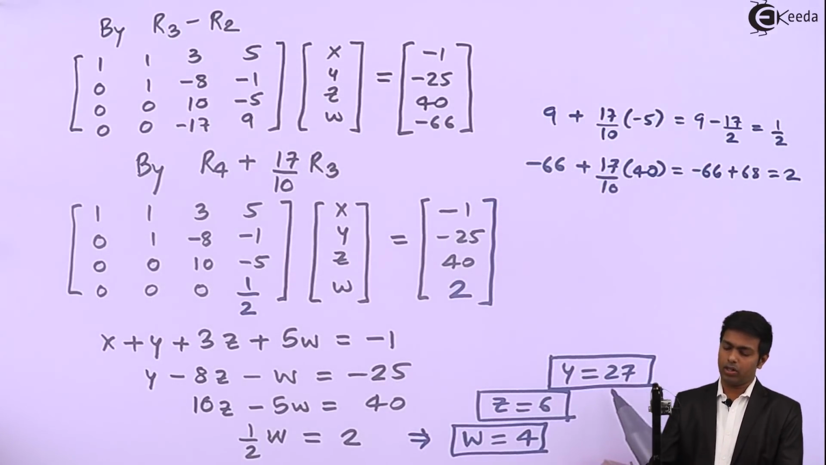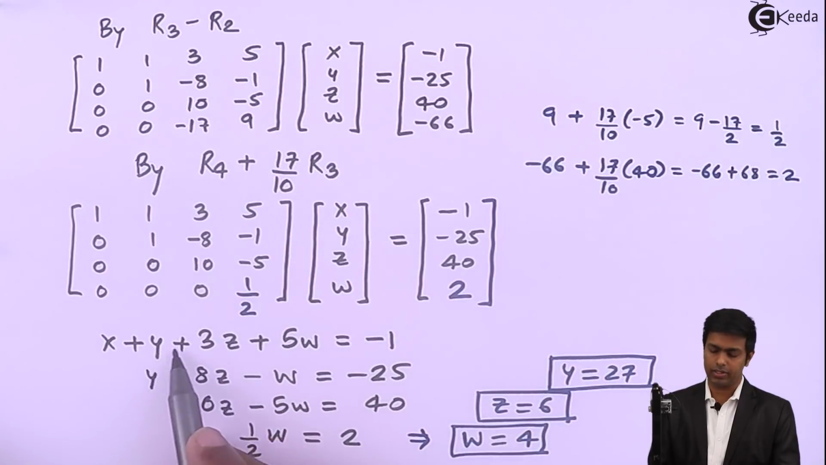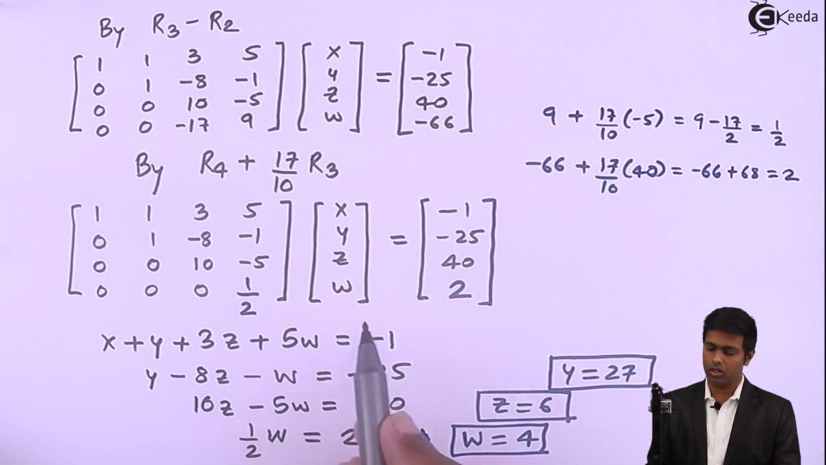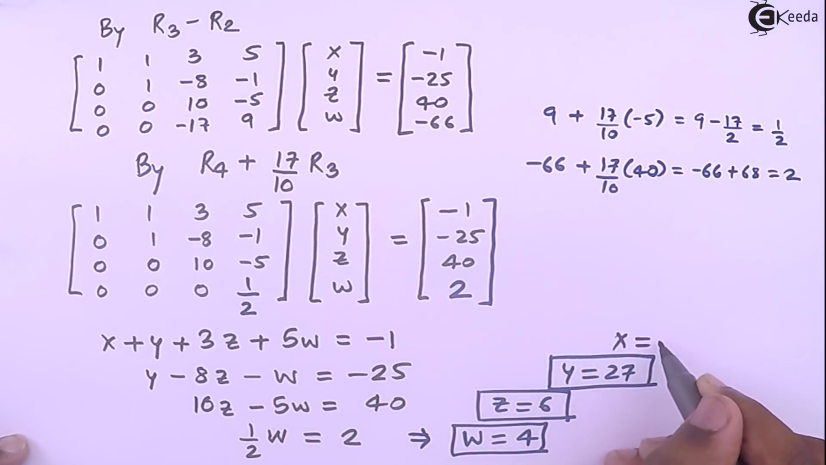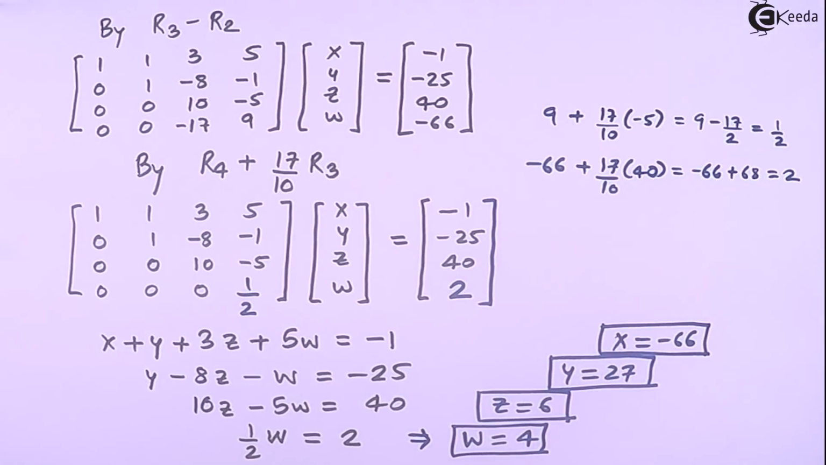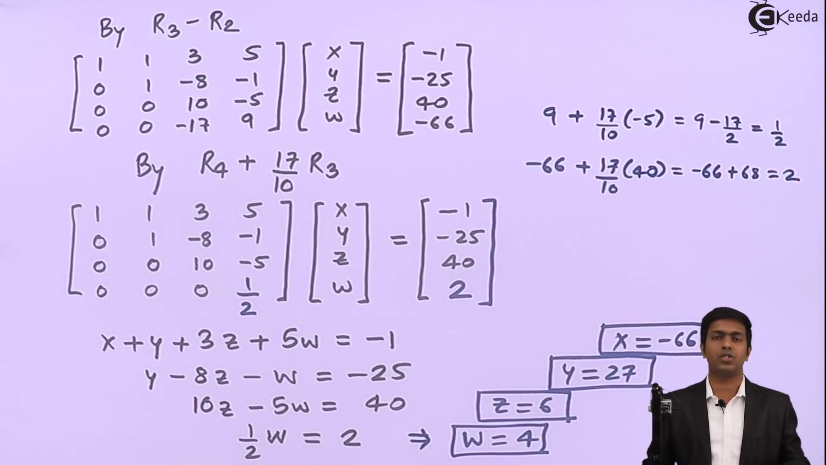And when we put all these three values in equation 1, we get 27, 3 into 6, that is 18, so this is 45, and 5 into 4, that is 20, that is 65. And when we shift this 65 on other side, that will become negative 65, and we will get x as negative 66. And guys, you can see here that we got all values of unknowns, that is x, y, z and w, by Gauss elimination method.